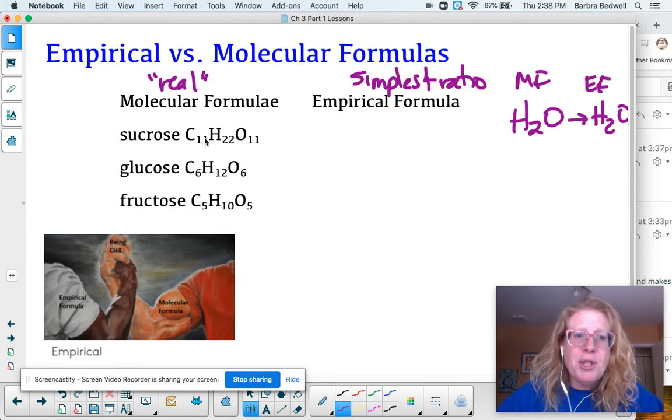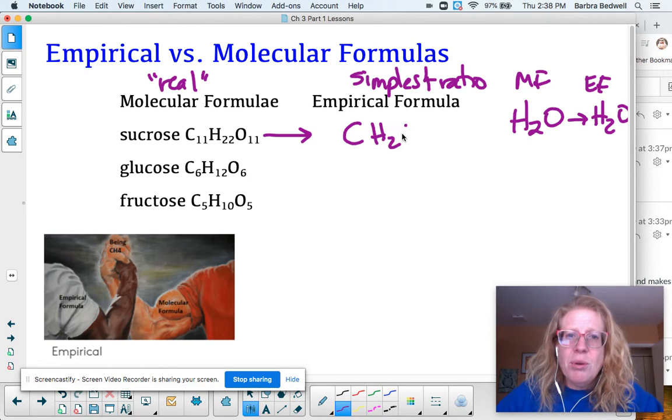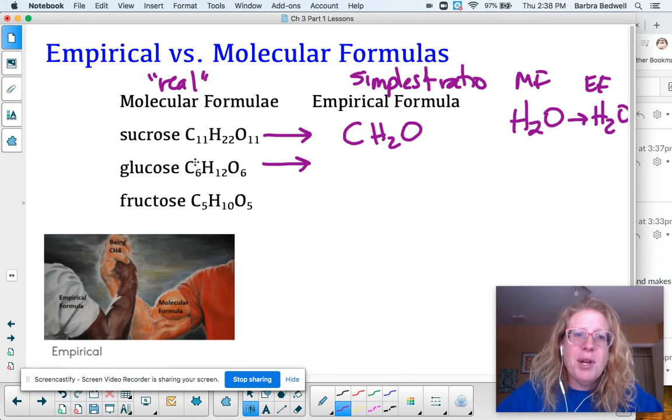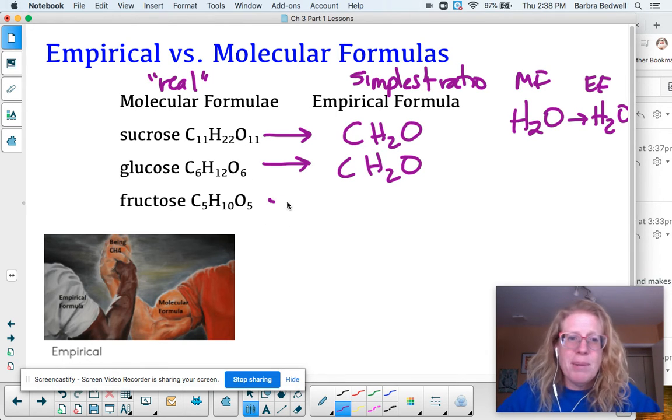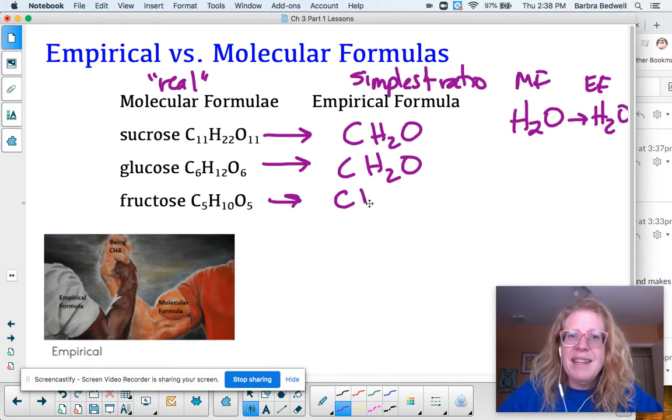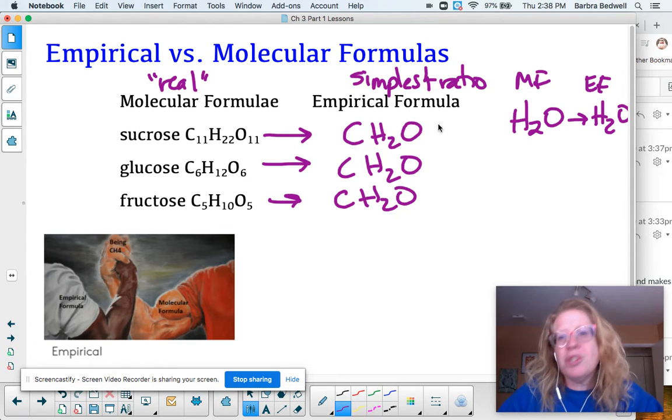So if you take a look at sucrose, if we reduce it all the way to the simplest formula, we divide each of these by 11, right? CH2O. That's as simple as it gets. Glucose is also CH2O. Again, all I'm doing is looking for that simplest ratio, dividing each thing by the smallest number. It gives us that simplest formula. Fructose, CH2O. In fact, all sugars have the exact same empirical formula.